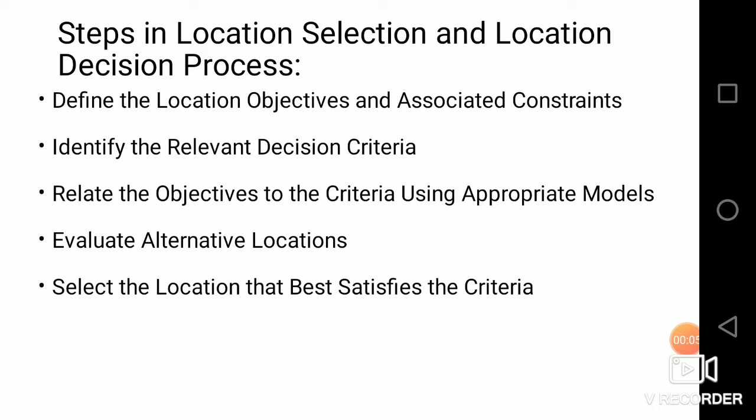Today, we are going to see about location selection and the location decision process that you have already noted down in your class notes. The first step in location selection is defining the location objectives and associated constraints. The location objectives and associated constraints will be decided by the top level management or the project head or project manager who is going to make the actual final decisions in production or choosing the locations.